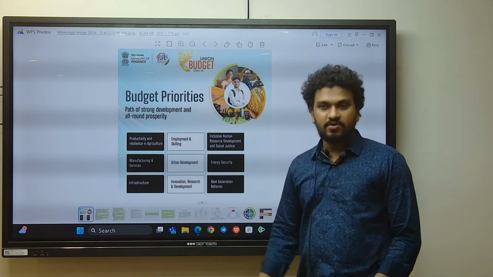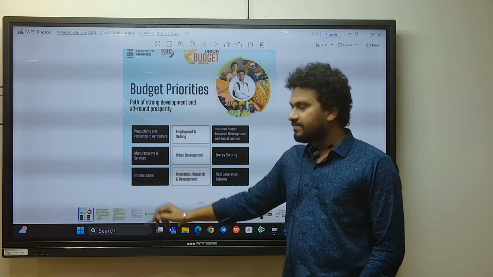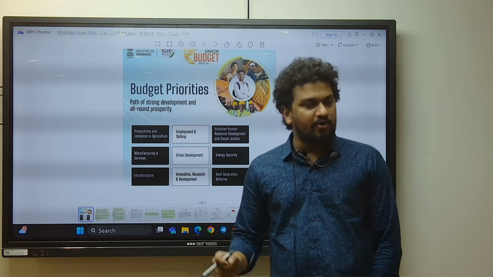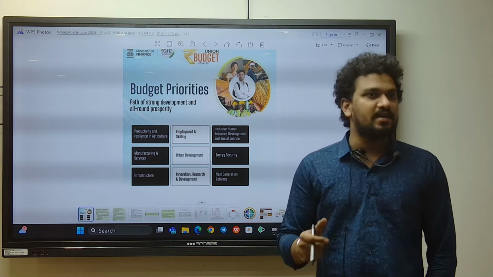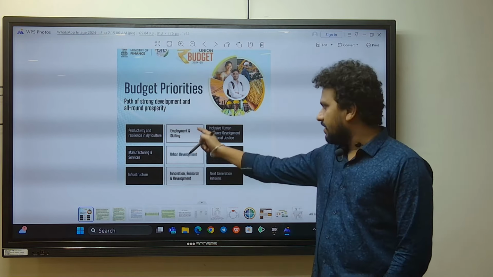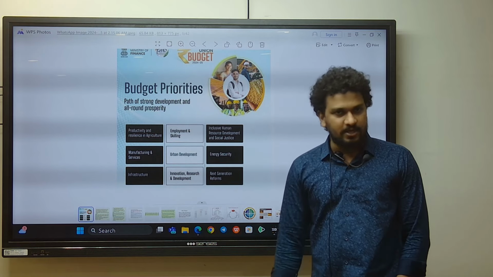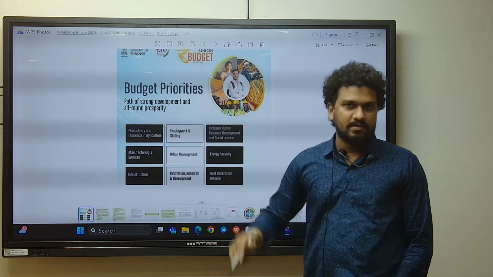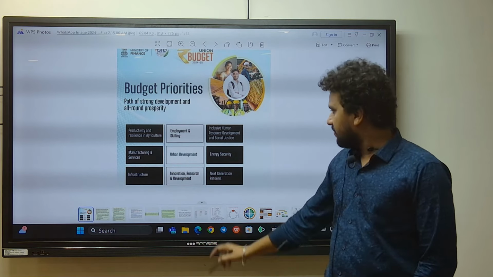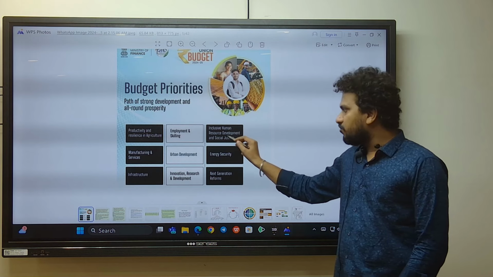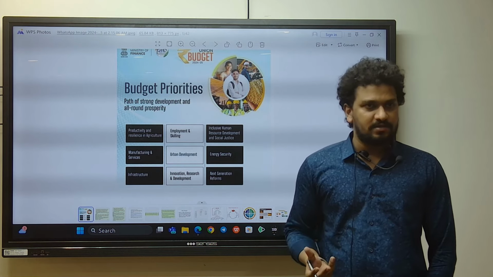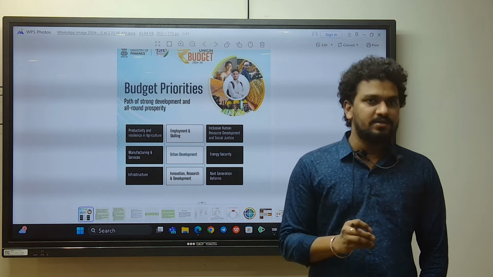First priority is productivity and resilience in agriculture. How to ensure productivity in agriculture and how can we make the practices of agriculture resilient. That is the first priority area. Secondly, it is emphasizing employment and skilling. There you need to upskill the people and provide employment opportunities to them. Thirdly, it is talking about inclusive human resource development and social justice. How to enhance and enrich human resource development, which also leads to social justice.